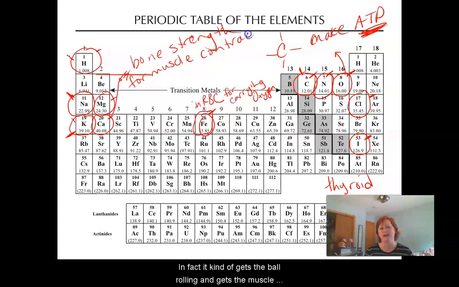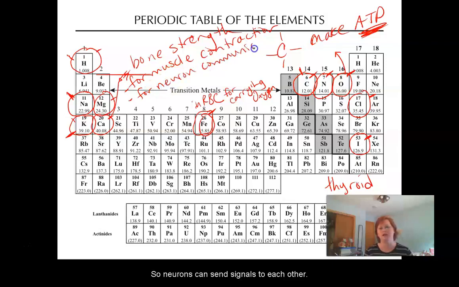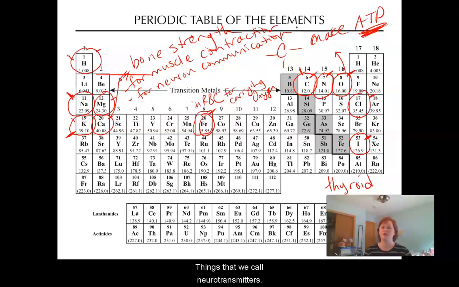In fact, it kind of gets the ball rolling and gets the muscle starting to contract. And we need it for neuron communication. So neurons can send signals to each other, things that we call neurotransmitters. So know those major elements, and then we'll talk about next how you interpret what's actually in the periodic table.